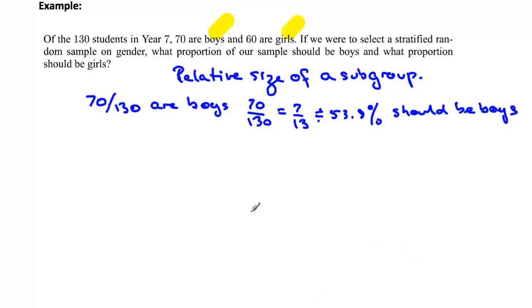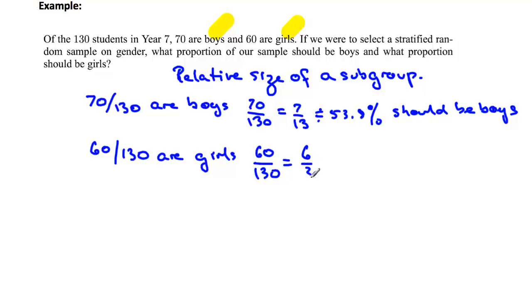Now, as far as the girls are concerned, we know that 60 out of 130 are girls. All right, so that means that 60 out of 130, which simplifies down to 6 out of 13, or 46.2%. So that does balance out, that and that add up to be 100%. 46.2% should be girls.